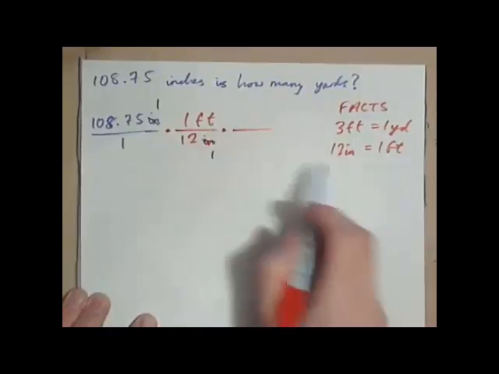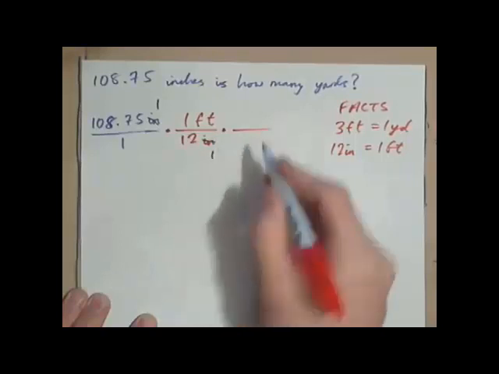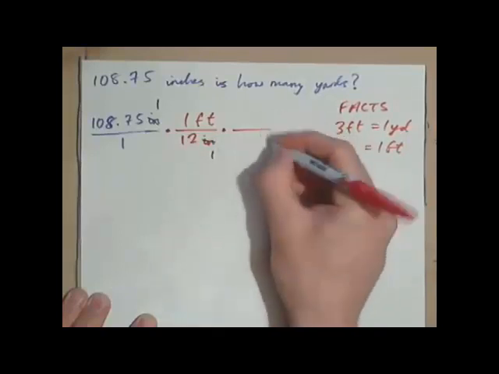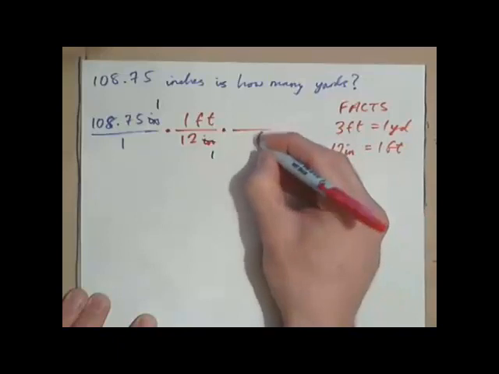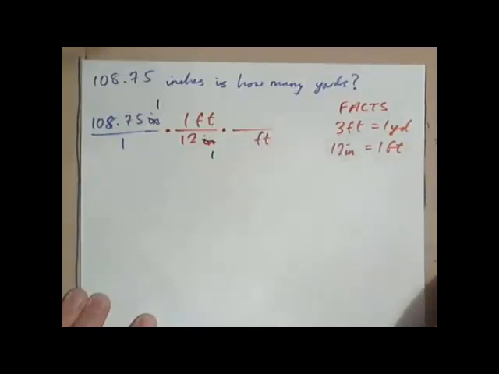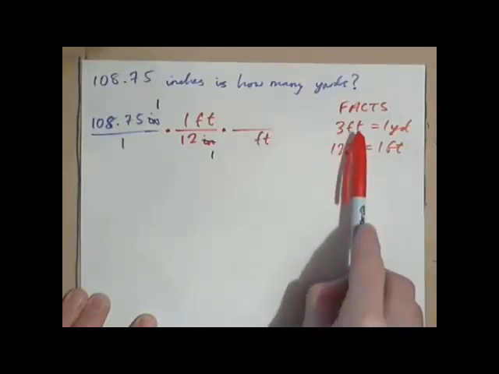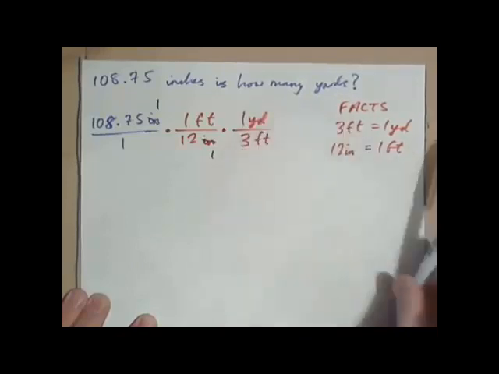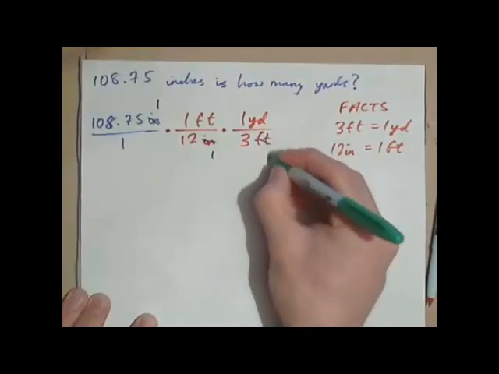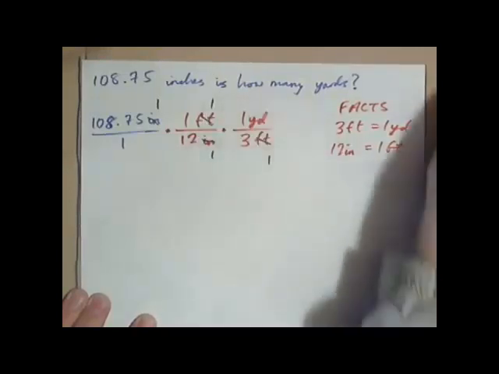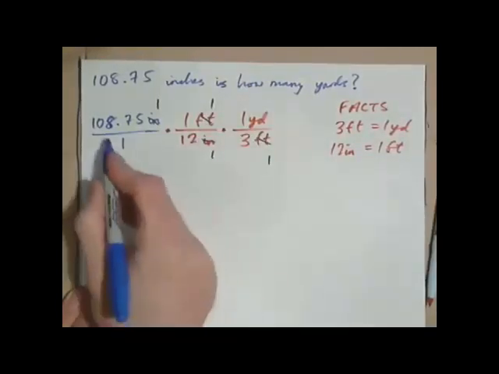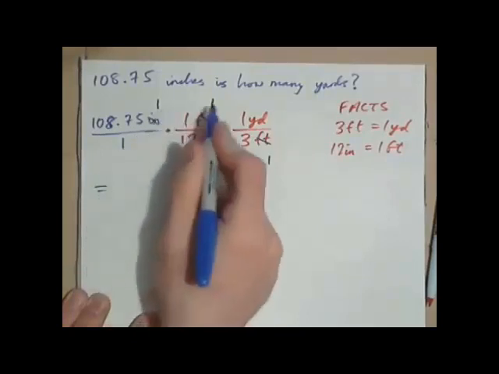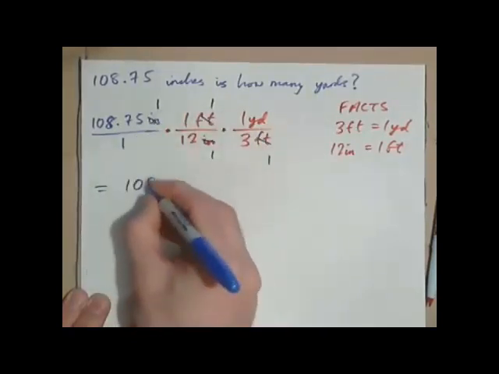Well, we need to multiply this by a unit fraction with feet on the top or the bottom. Well, feet on the bottom, right? And we want to go to yards, so 3 feet is the same as 1 yard, 1 yd. Now the feet cross cancel. And what we have is 108.75 times 1 times 1 times 1 times 1 times yd, so it's that.